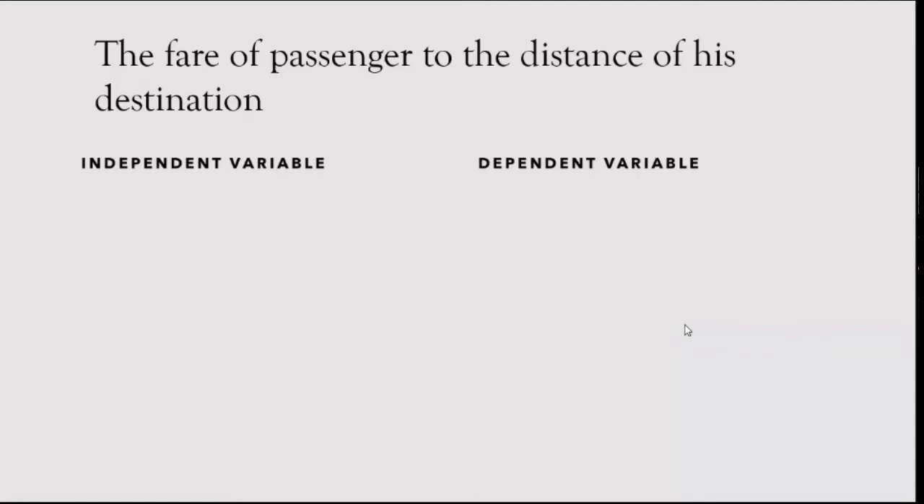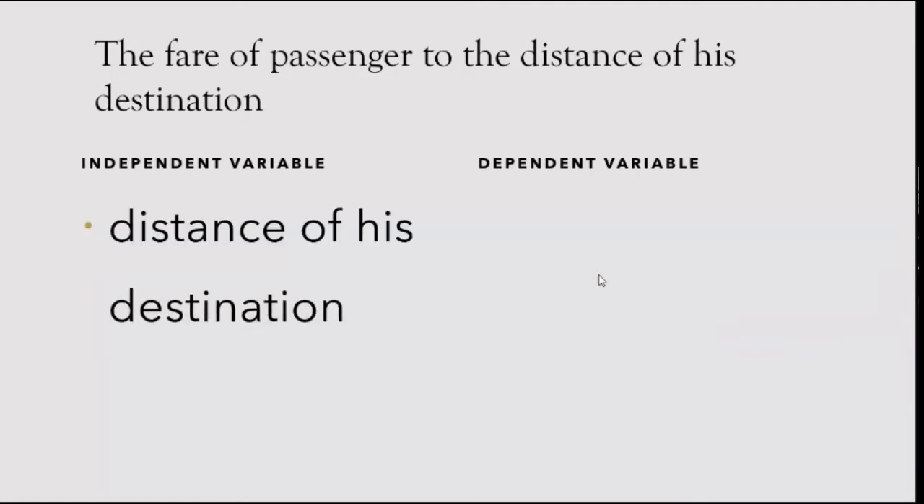So when we are having a fare of passenger, yung pamasahe nung pasahero, and the distance ng destination niya, there are two variables here. Pag sinabi nating distance of his destination, syempre doon nakabase yung babayaran niyang pamasahe. That's why the independent variable here is the distance of his destination, and the one that is dependent is the fare of passenger o yung magiging pamasahe niya.